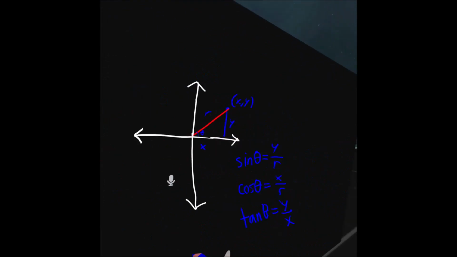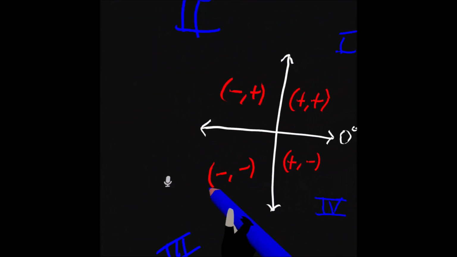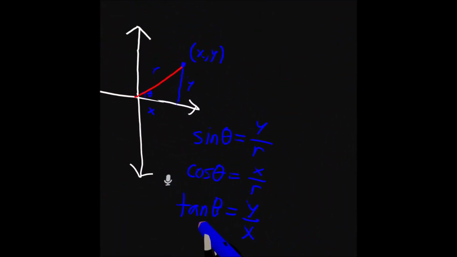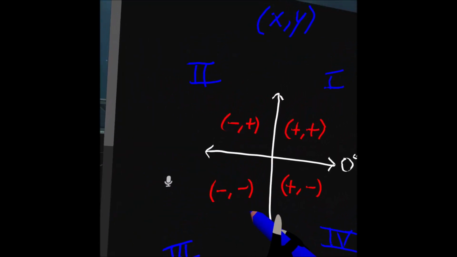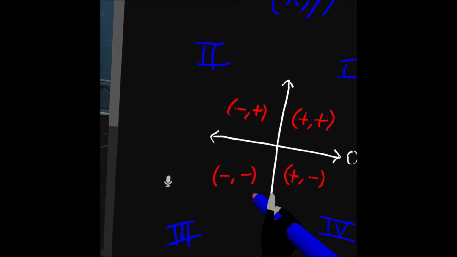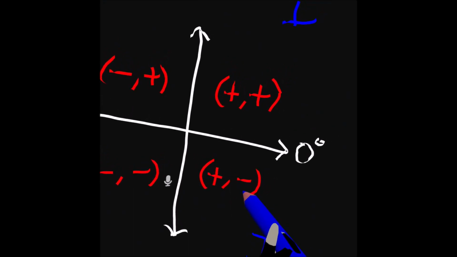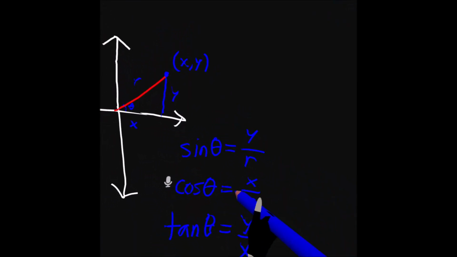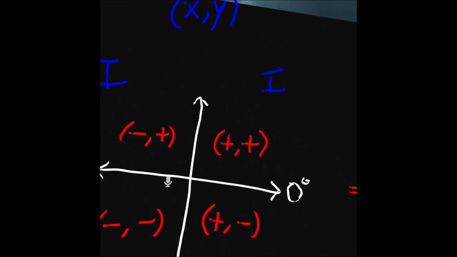In quadrant 3, tangent theta is going to be positive. Okay? Because x and y are negative, but a negative divided by a negative is going to be positive. So only tangent theta is positive in quadrant 3. In quadrant 4, y is negative. So anything that has y is going to be negative. In this case, cosine theta is the only trig function that's going to be positive in quadrant 4.